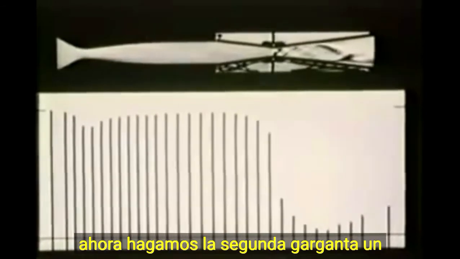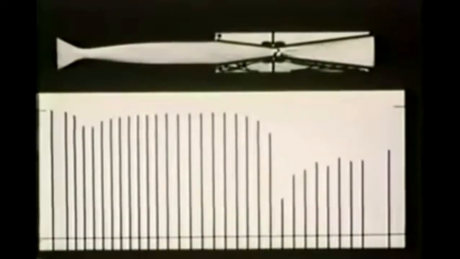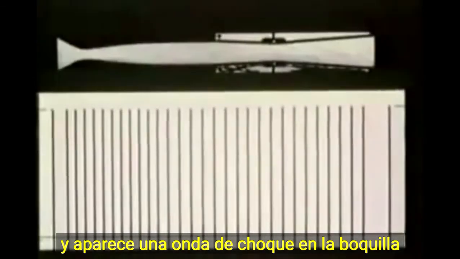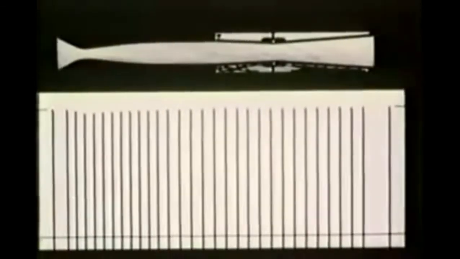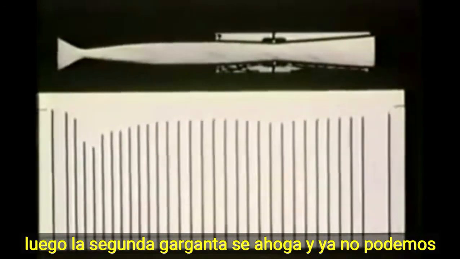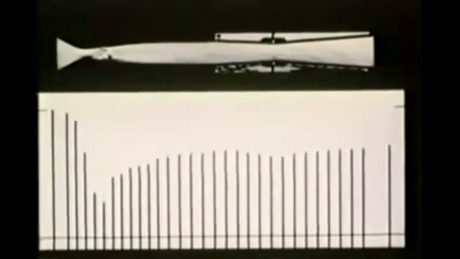Now let's make the second throat slightly larger than the first. The first throat chokes, and a shock wave appears in the nozzle. Then the second throat chokes, and we can no longer affect the first shock wave, only the second one.